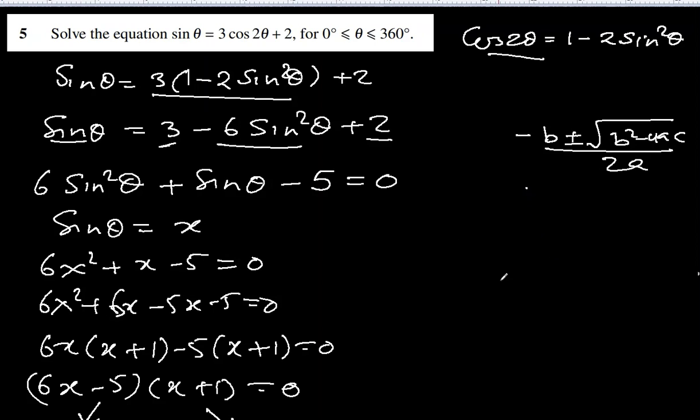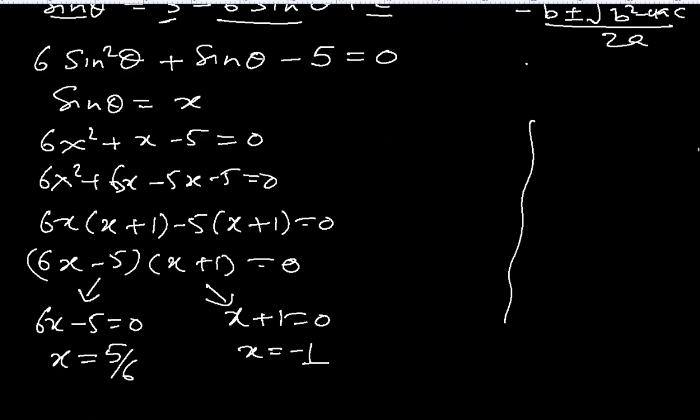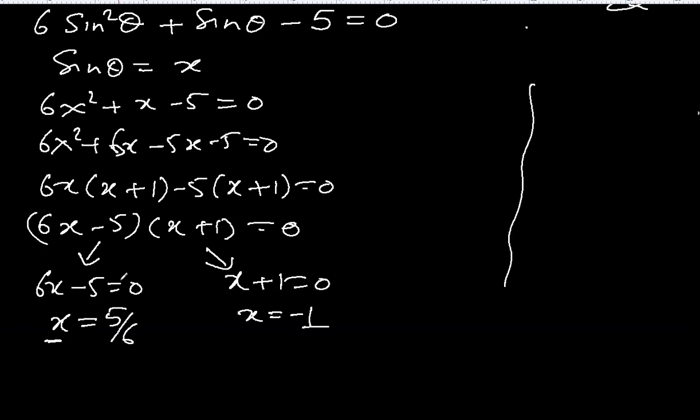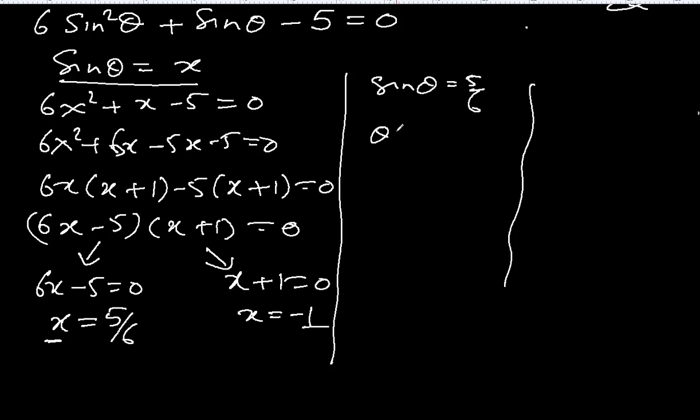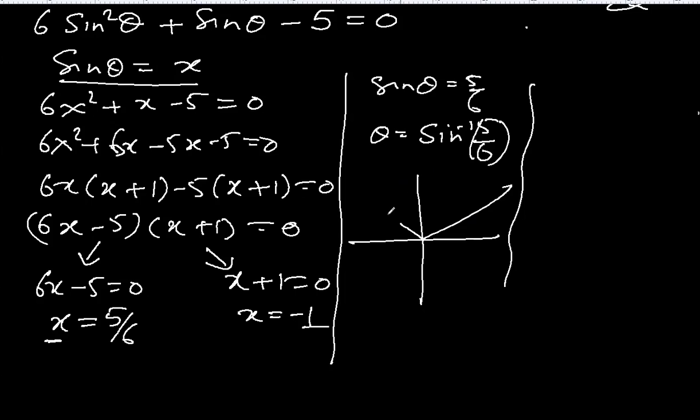So that means we'll have to take both the answers, which originally were sine theta. This x was sine theta, so we'll go back to sine theta. So let's do it here. Sine theta is 5/6. So theta, they're asking us to find, will be sine inverse 5/6. And since it is positive, in 0 to 360 degrees, sine is positive in this quadrant and this quadrant, we will put sine inverse 5/6 here.